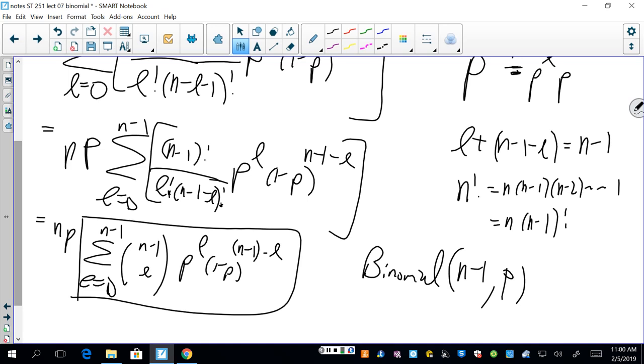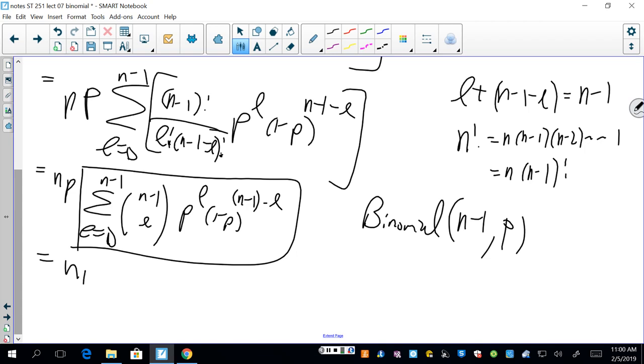But what happens if you add all those probabilities from 0 up to the sample size? Right? That's our 1 again, right? Those probabilities add up to 1, so they go away, right? So our expectation is just n times p.